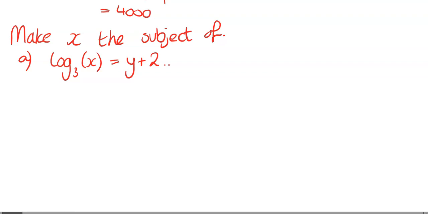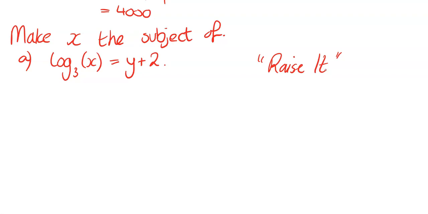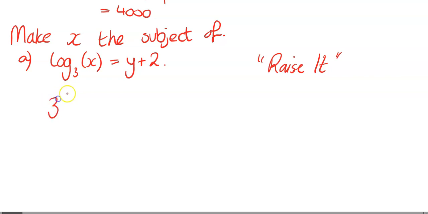So I need to come up with a way of getting rid of that log. Well, we've just seen that if I have the power base and the logarithmic base the same, they will cancel out. So I often refer to this as raise it. I know a lot of other teachers do. There's not really a proper name for it. It basically means put the base that you want as the power. So if I want to cancel out a log base 3, I would put 3 to the power of log base 3.